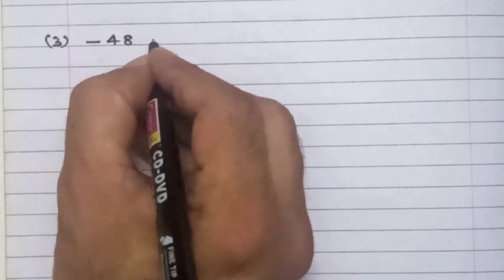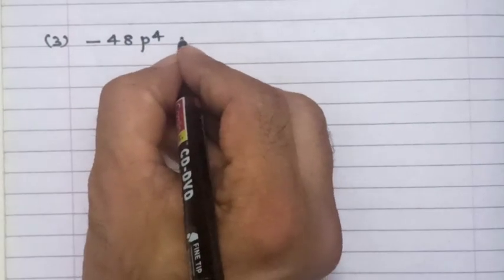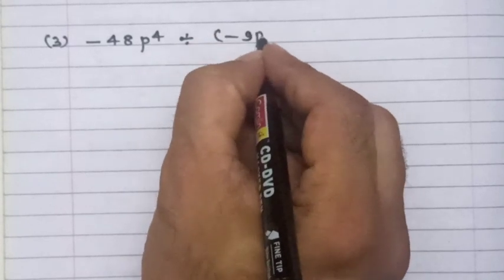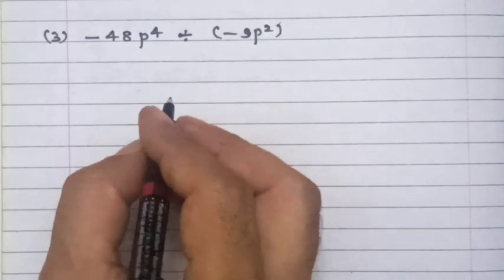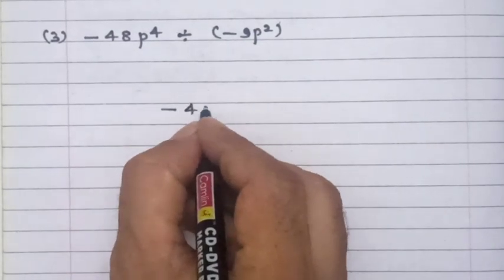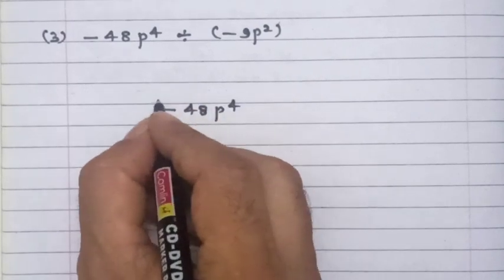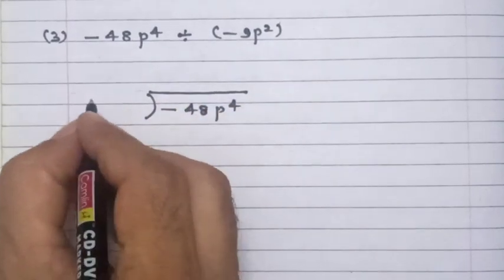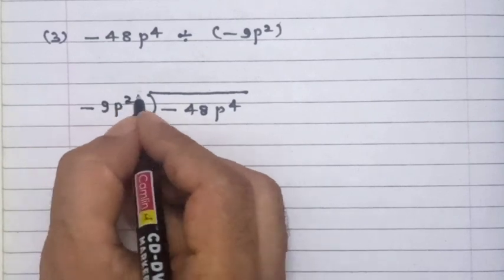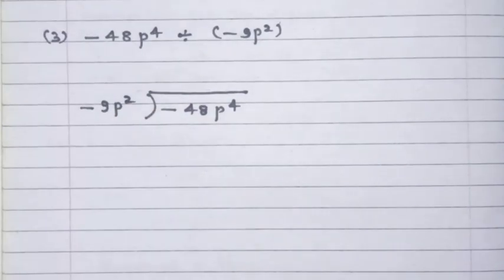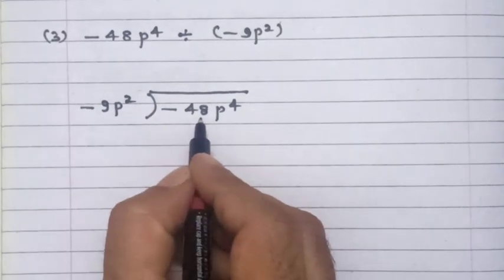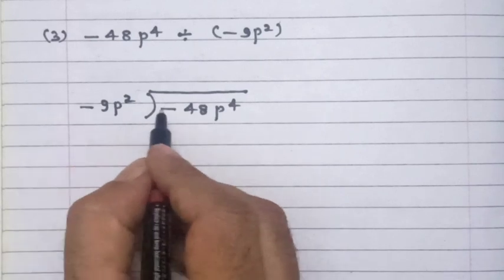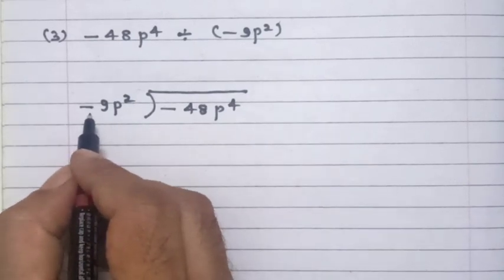Third question, minus 48p raised 4 divided by minus 9p square. Again here minus 48p raised 4 will be inside, minus 9p square will be outside. Now you will divide 48 by 9, that is minus 48 by minus 9.